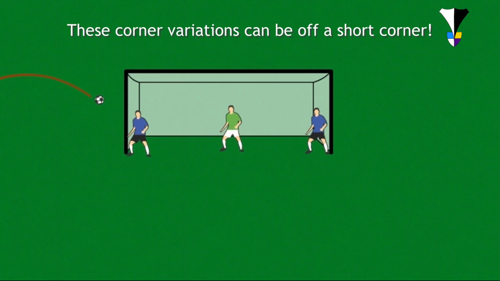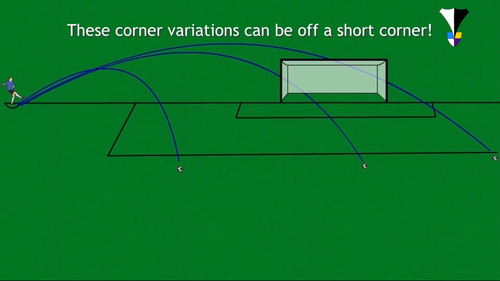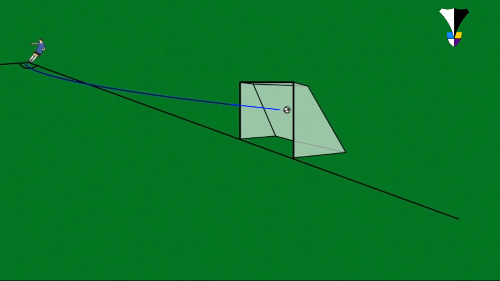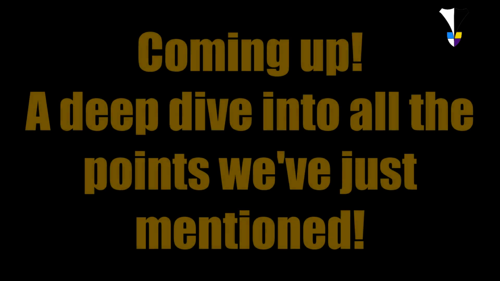4. Corner variations to points 2 and 3. 5. The direct corner, when a corner taker kicks the ball with a specific intention to score. Now, the detailed explanation of what was just said.